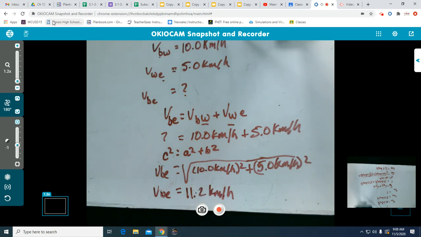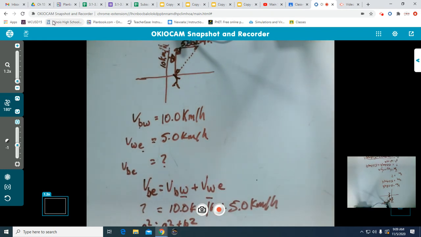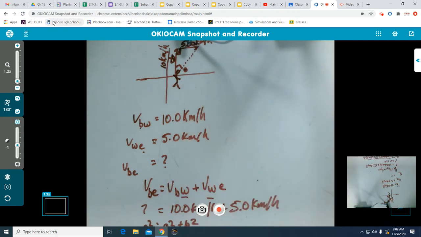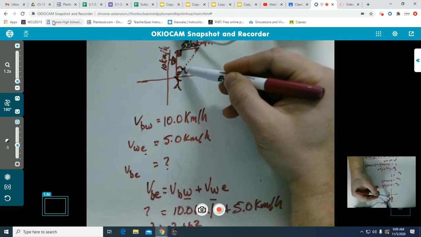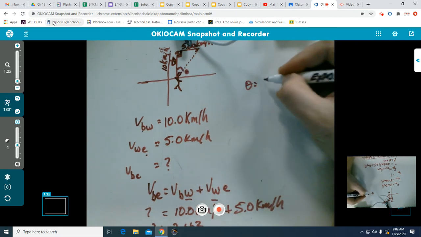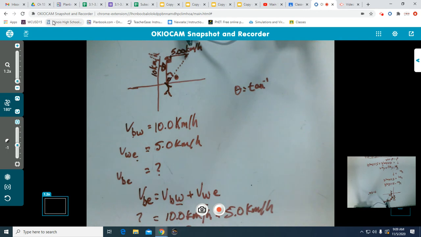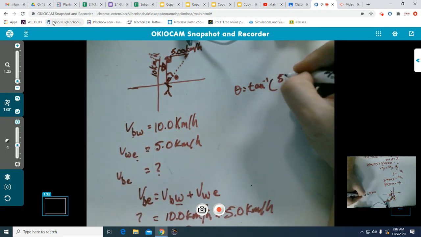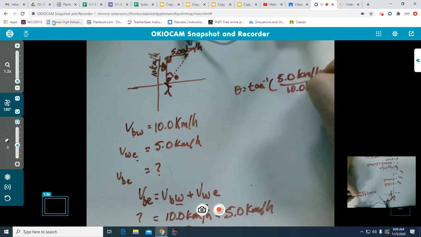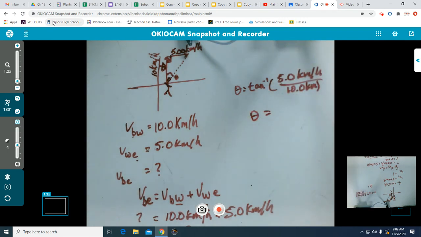Very good. So there's our velocity. We're not quite done yet. This right here is our theta, okay? Right there. So if we take the inverse tangent to find what angle and what direction that is, you're going to have 5 kilometers per hour over 10 kilometers per hour. So what is our angle going to be for our theta?